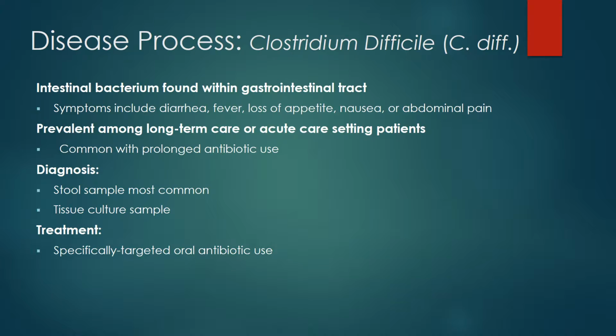Clostridium difficile, also called C. diff, is a little bit different in that C. diff is a bacterial infection that is found within the gastrointestinal tract. And this induces symptoms including diarrhea, fever, nausea, loss of appetite, or abdominal pain. And again, as with the other bacterial infections, it's very common among long-term care and acute care setting patients. And this is largely due to the use of prolonged antibiotic use.